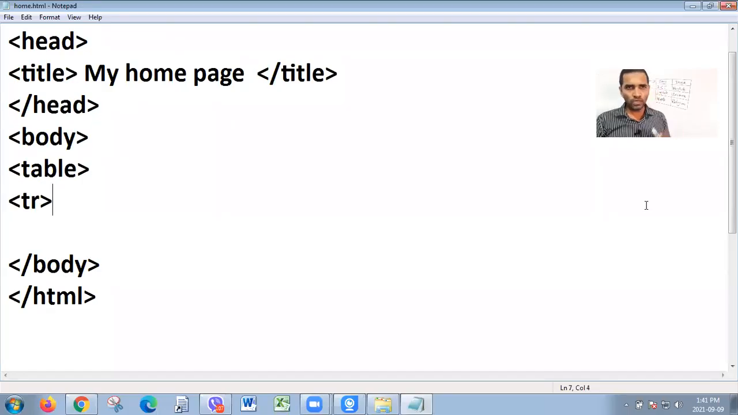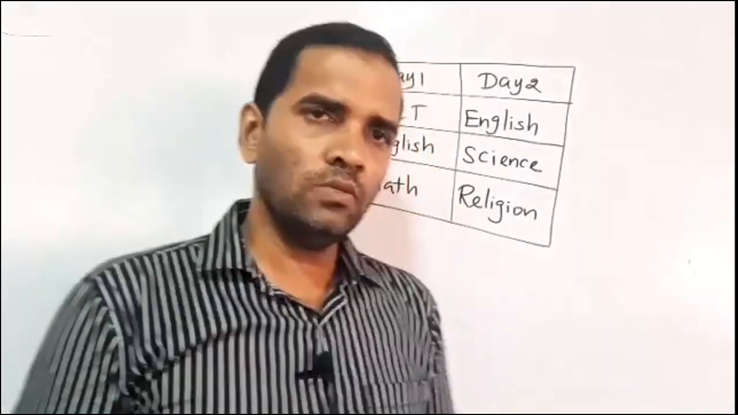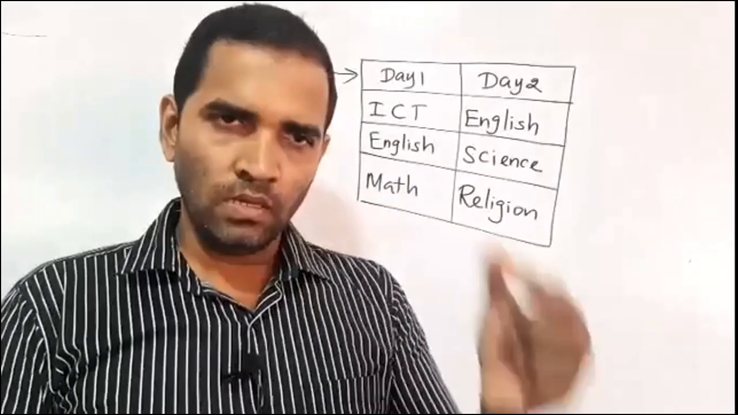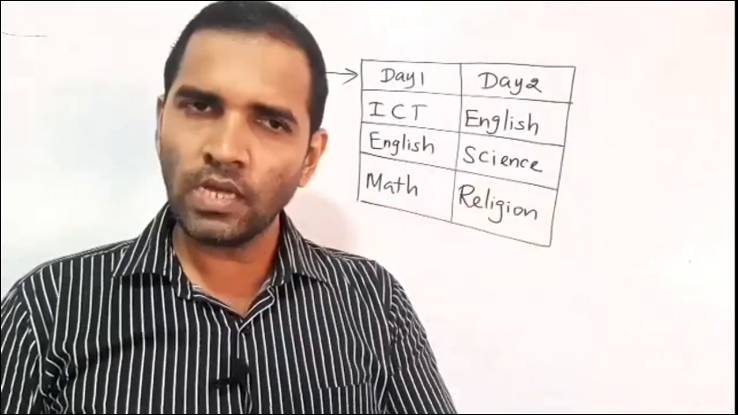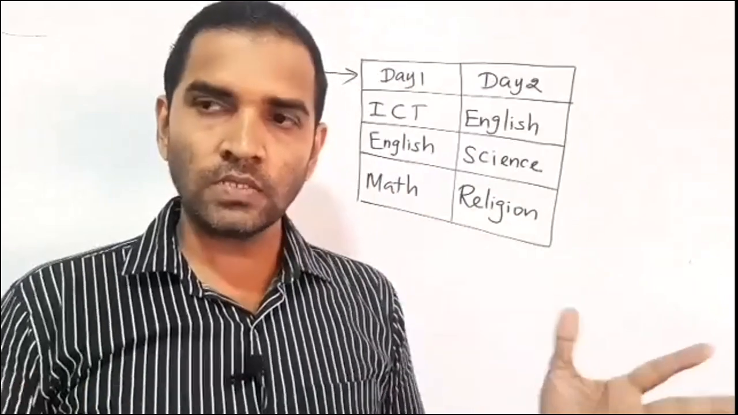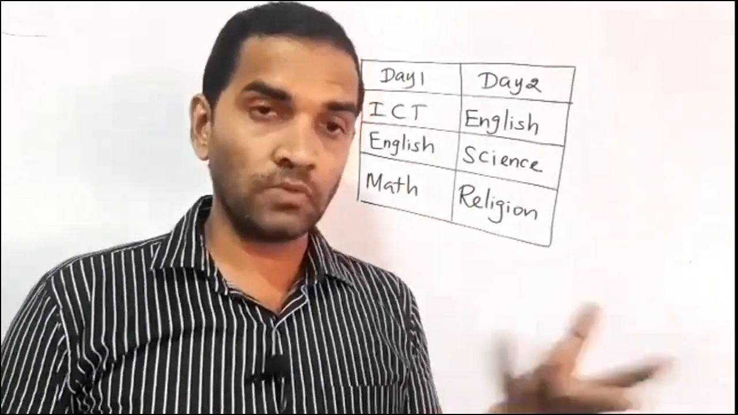Again, a meaningful one, table row, right? Table row. So now the browser understands, or is ready for creating the row. But the problem is the browser doesn't know anything about the number of cells in the row. When you use TR, the browser understands that it has to create a row, but it doesn't know the number of cells.